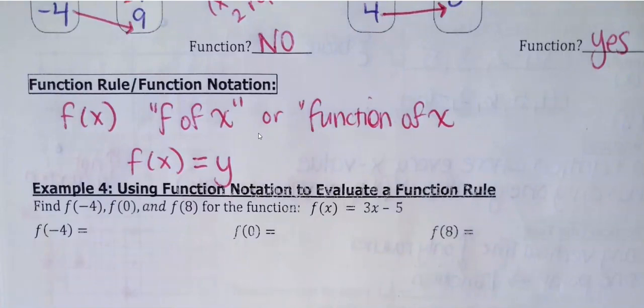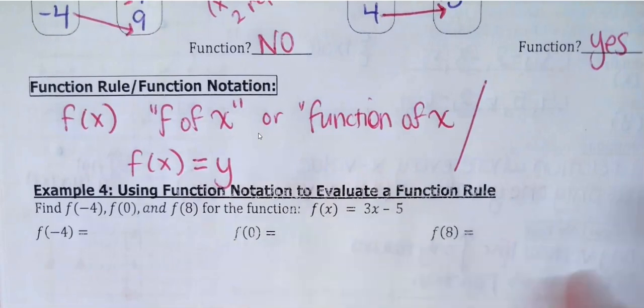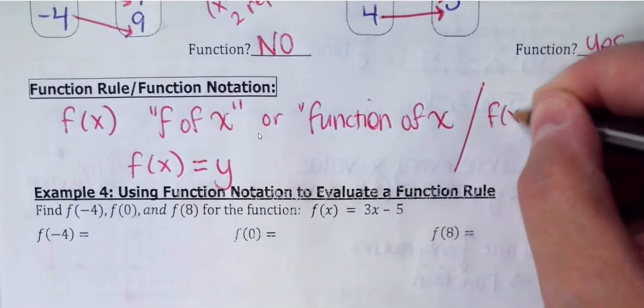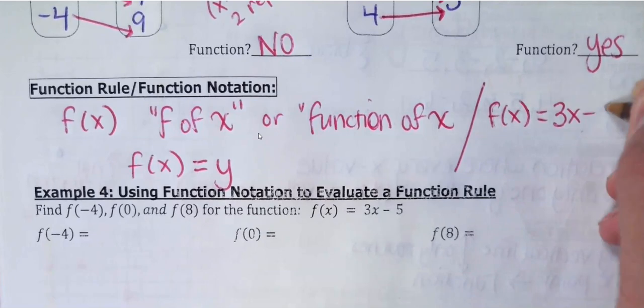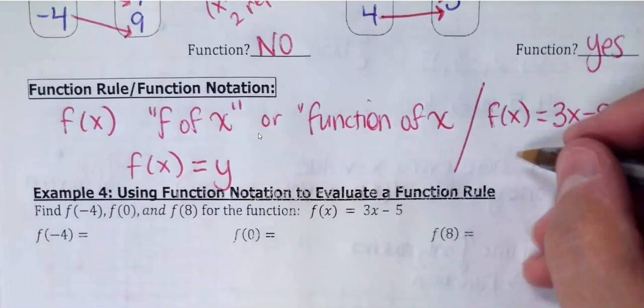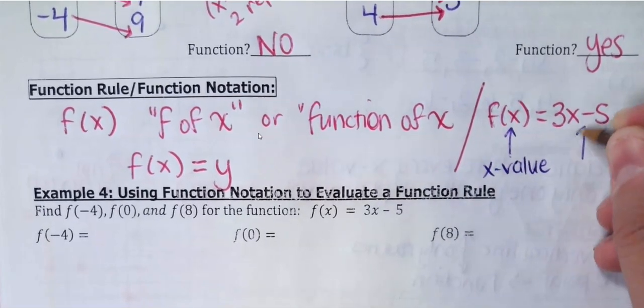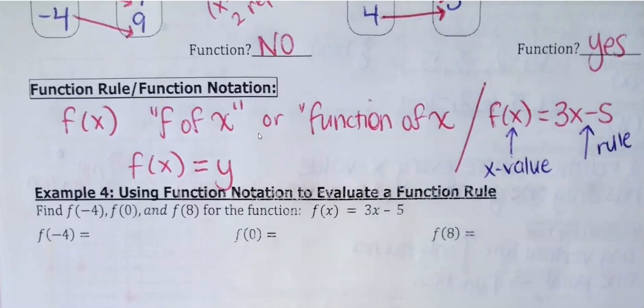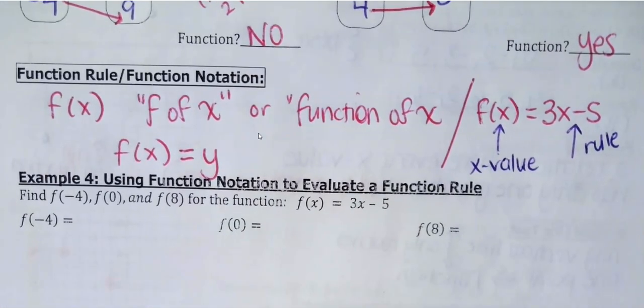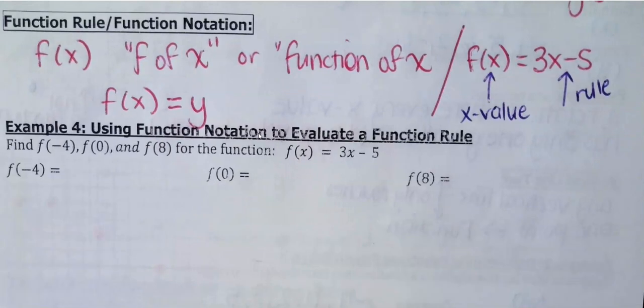Let me just draw a little line here, and I'll use the example right below. So let's say we had f of x equals 3x minus 5. This is just going to be the x value, and over here is the function rule. That's what you're going to do to the x value. Whatever's inside the parentheses, you're literally going to take that number and do something to that value, which is written by the rule on the other side.